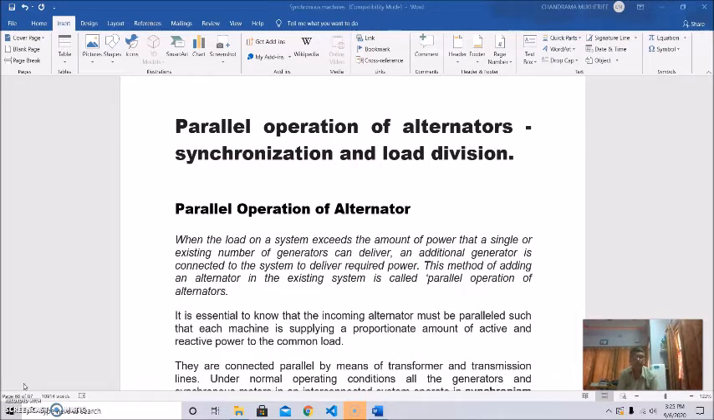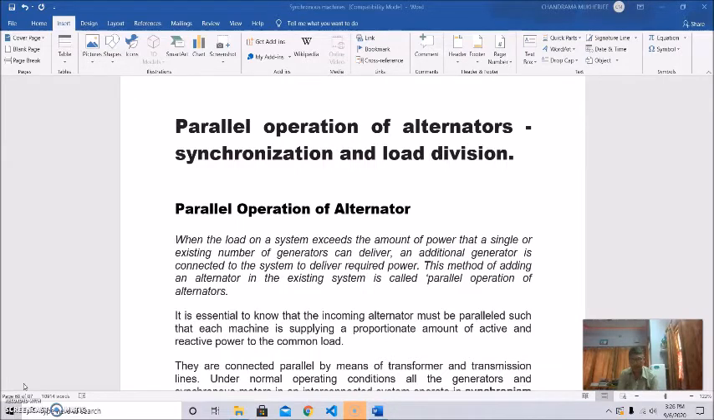With this, let us start with what parallel operation of alternators is. When the load on a system exceeds the amount of power that a single or existing number of generators can deliver, an additional generator is connected to the system to deliver the required power. This method of adding an alternator to the existing system is called parallel operation of alternators.